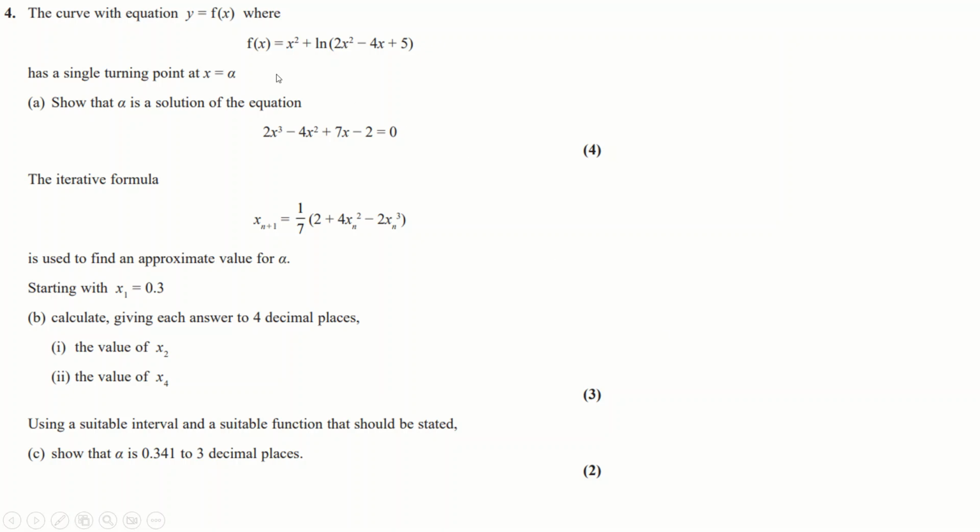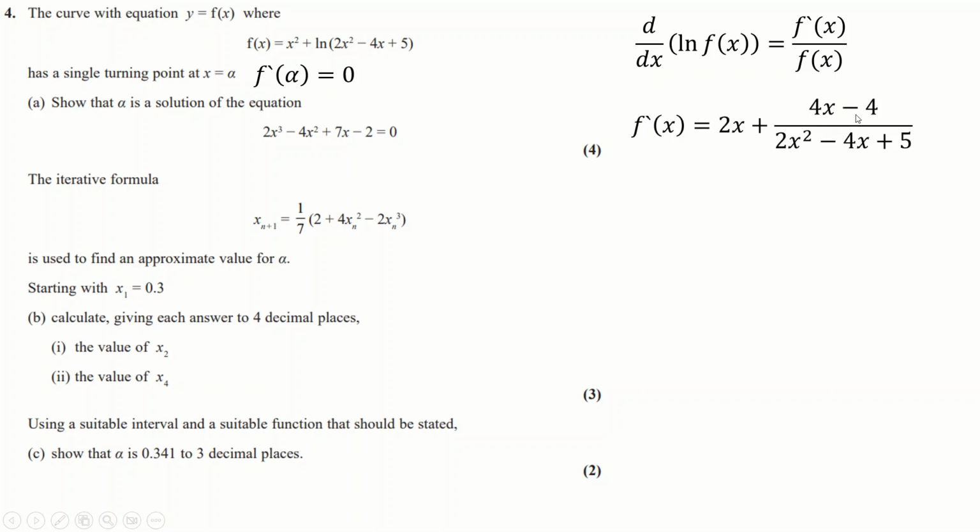Good. Question number 4 is, I think, really just testing whether you know how to differentiate log of a function of x. This just means that f dashed evaluated at alpha is 0, but to find f dashed, this obviously is just 2x. Log of a function of x derives to the derivative of that function over the function itself. So the derivative of this is 4x minus 4. So the derivative of log of this is 4x minus 4 over 2x squared minus 4x plus 5. And we set this to be 0, of course, to look for turning points or stationary points.